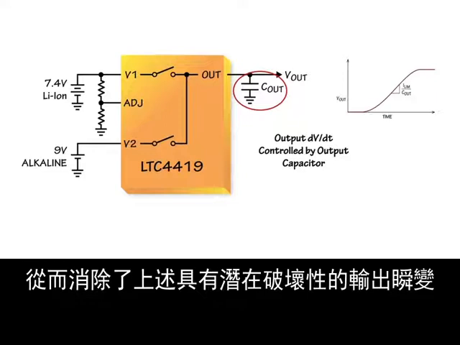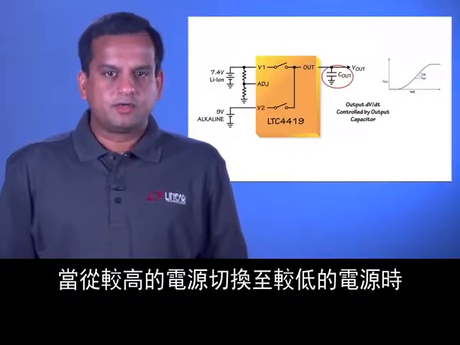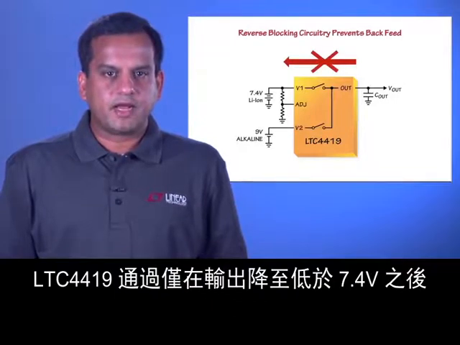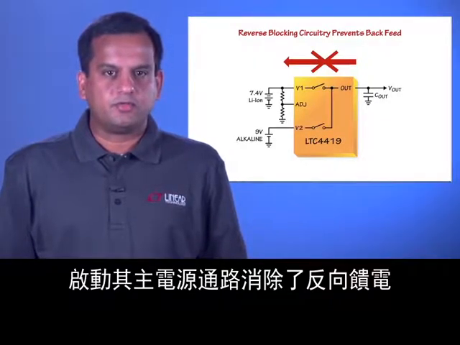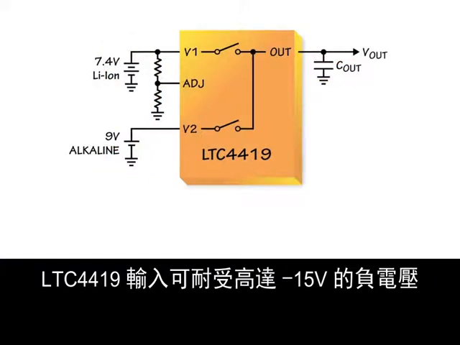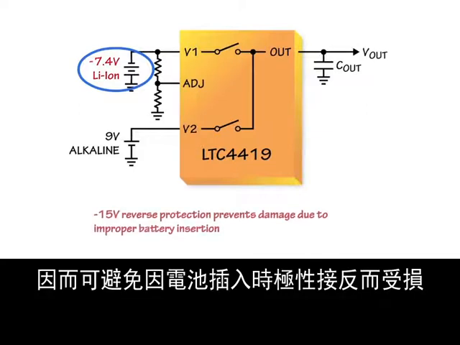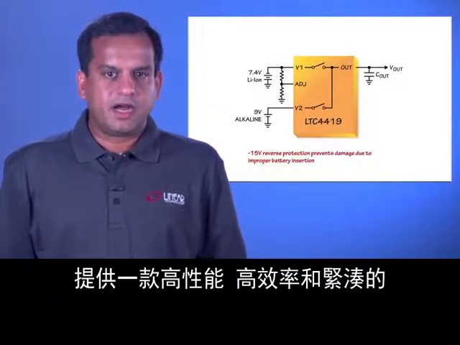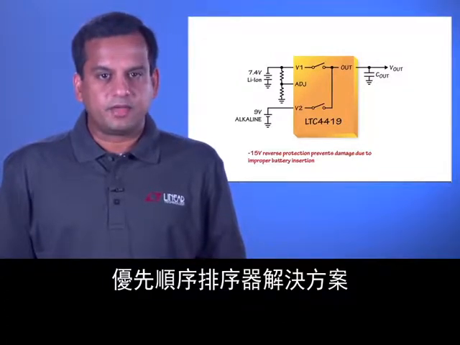output transients discussed previously. When switching from higher to lower supply, in this case from the 9-volt backup to the 7.4-volt primary, the LTC4419 eliminates backfeed by activating its primary power path only after the output is dropped below 7.4 volts. The LTC4419 inputs tolerate negative voltages up to minus 15 volts, preventing damage from reverse polarity battery insertion. These features enable the LTC4419 to provide a high-performance, efficient, and compact prioritizer solution for a variety of applications.